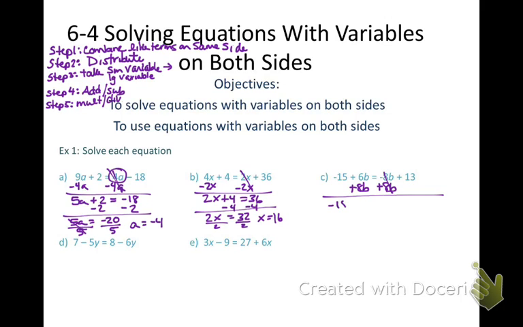So it's going to be negative 15 plus 8b plus 6b is 14b equals 13. Add 15 to both sides. 14b equals 28. Divide by 14. B equals 2.